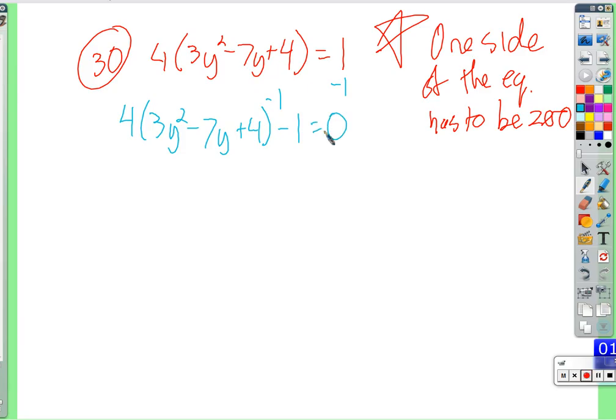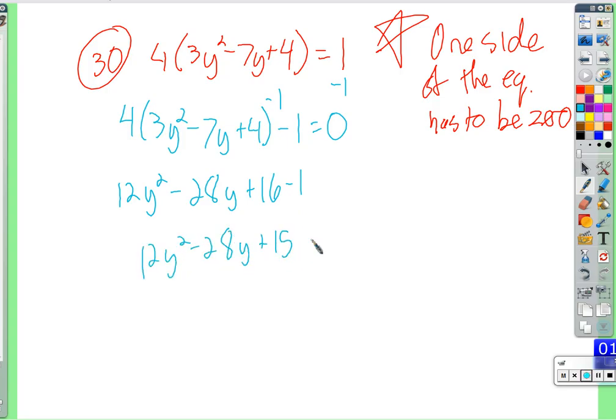Well, the whole idea is that next we're going to factor this quadratic, but it's unfactorable the way it looks. We can't factor it because there's this 4 here and this minus 1 here. There's no factoring that's going to happen. So we're going to have to distribute this 4. Y squared minus 28y plus 16 minus 1. Y squared minus 28y plus 15 is 0.